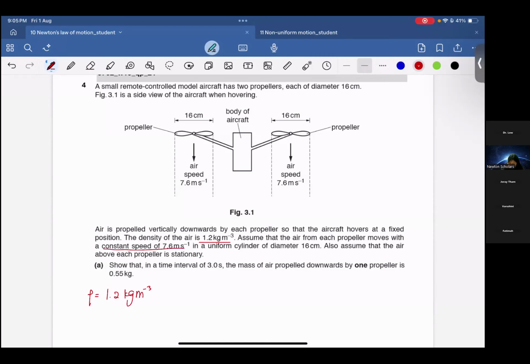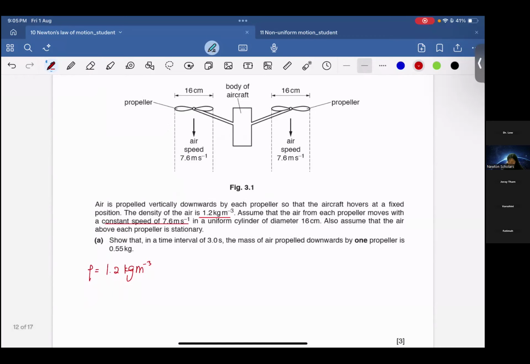Assume that the air from each propeller moves with a constant speed. So underline constant speed. This is V. Constant speed in a uniform cylinder of diameter 16 cm. Okay, so that means something like a cylinder here. They propel the air particles down. Assume that the air above the propeller is stationary. Okay, so in the time interval 3 seconds, write down T.